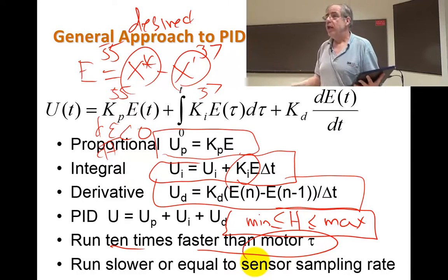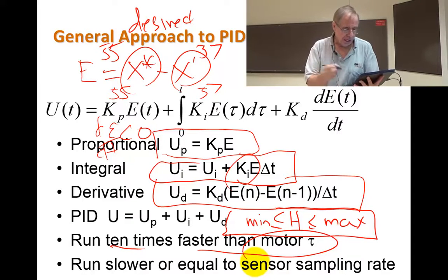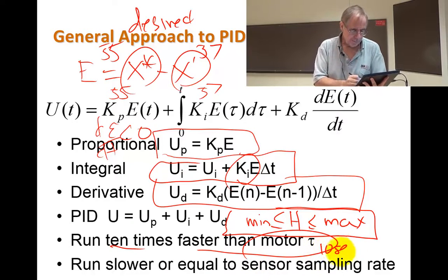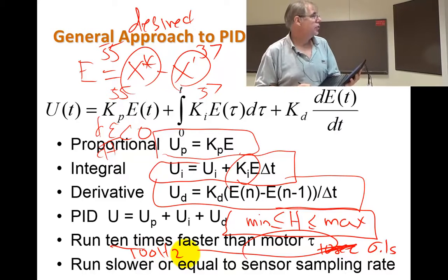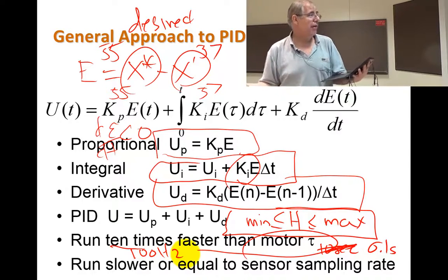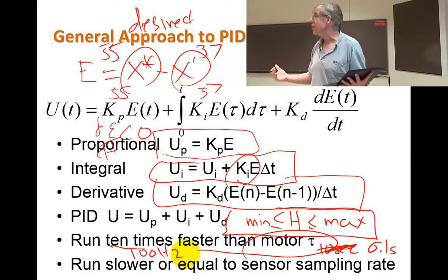Or you have chaos. So your plant's time constant is about a tenth of a second, 0.1 second, and you're going to run this at about 100 hertz. The other problem is you can't run faster than the sensor.